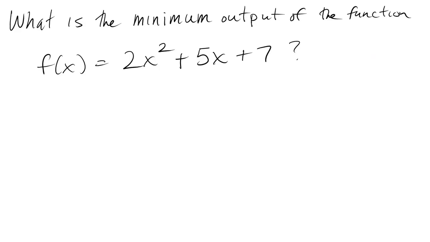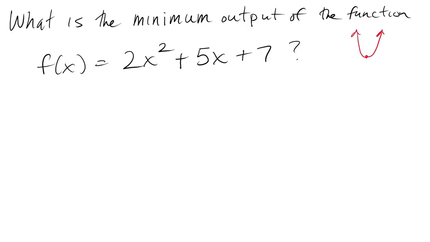In the next example, it actually asks for the minimum output. What is the minimum output of the function f of x equals 2x squared plus 5x plus 7? How do we know this function has a minimum output? Well, it's definitely a parabola, and because the leading coefficient is positive, because a is positive, this function will open upward. So there's going to be some lowest point. The vertex is at the bottom, and the y-coordinate of the vertex is going to be the minimum possible output.